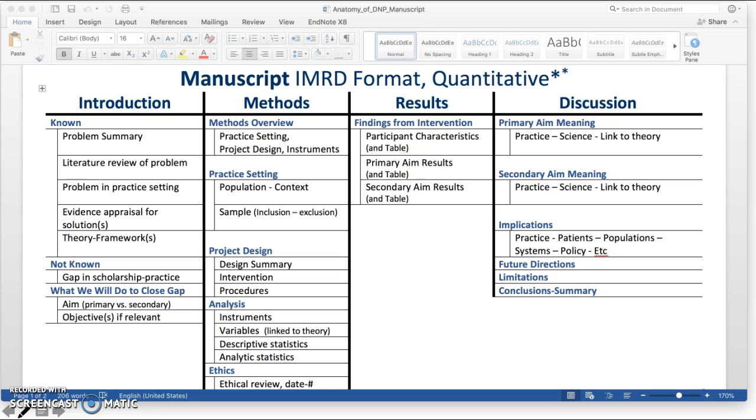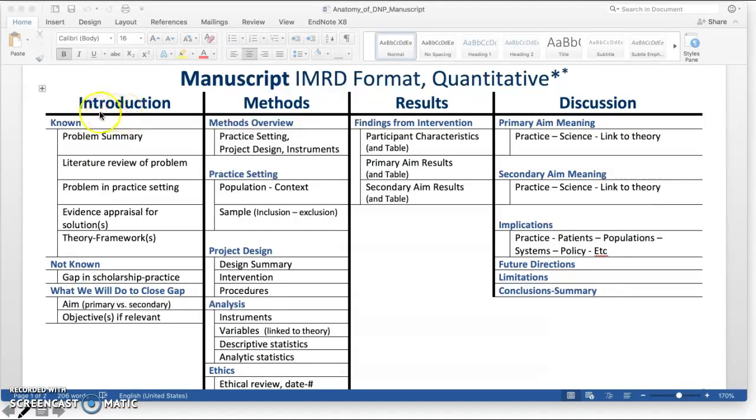So you can use the Anatomy of a DNP Manuscript template this week to help you in writing that outline. This template provides some key buckets of information that you want to include in the standard scholarly manuscript. And certainly there might be variations on a theme depending on the requirements of your specific journal. But this is a generic framework that fits a quantitative driven DNP project that has an introduction, methods, results, and discussion section.